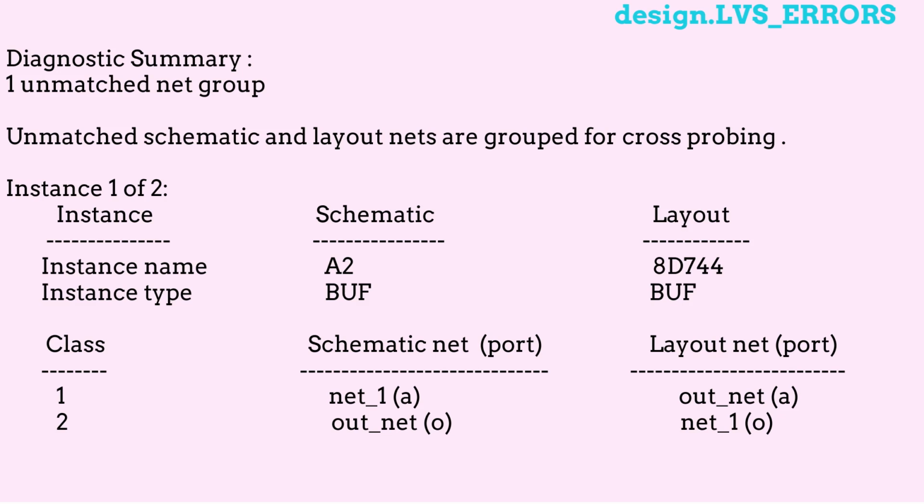In LVS results, instance 1 is a buffer cell that contains two unmatched nets. The names of nets reveal that there is a connection error. Net 1 on the layout must be connected to the input of the buffer, and net outnet must be connected to the output of the buffer, but outnet is connected to input of the buffer and net 1 is connected to output of the buffer.